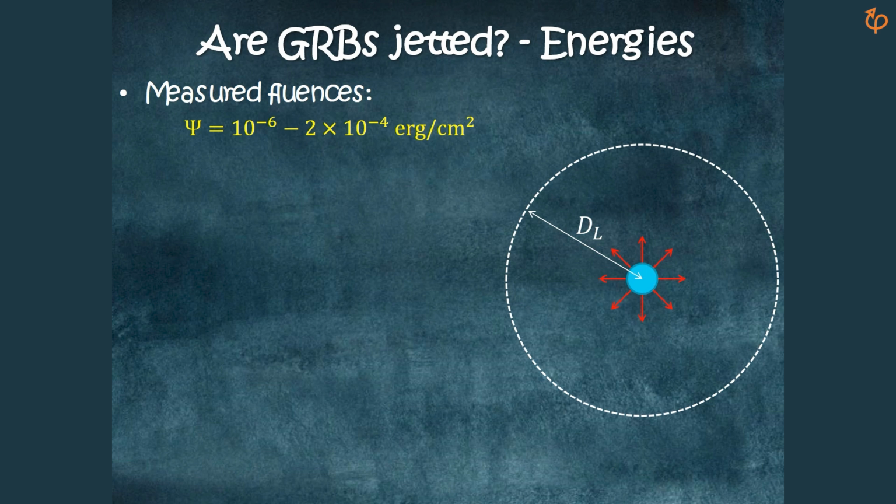So we can actually do that. We can look at gamma ray bursts, and we can measure the fluence. So the fluence that we see from gamma ray bursts covers a huge range.